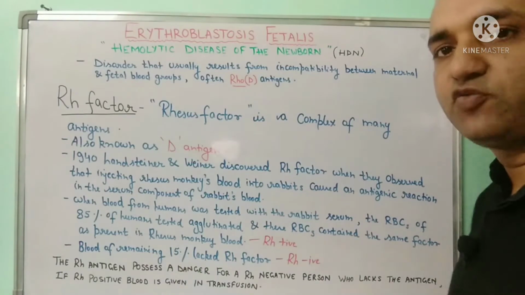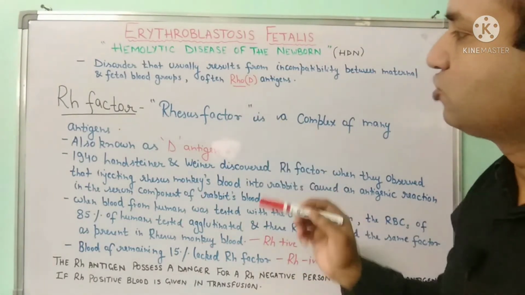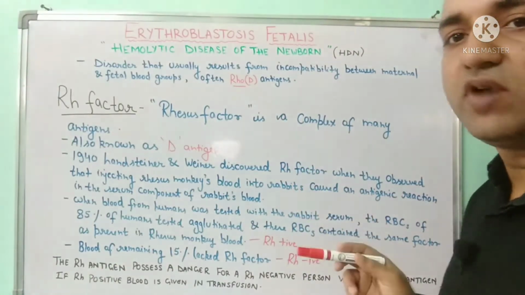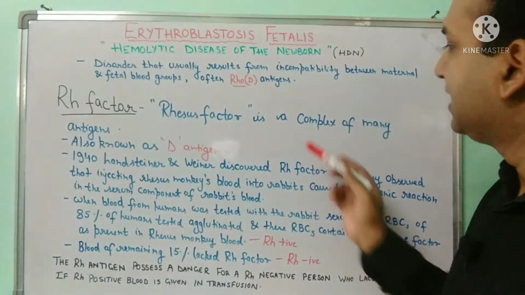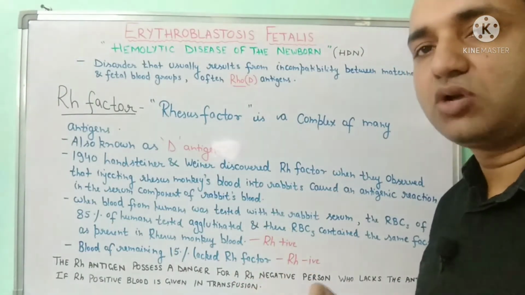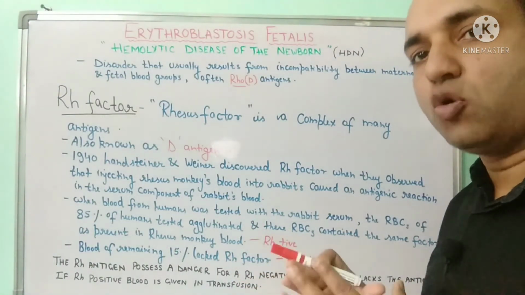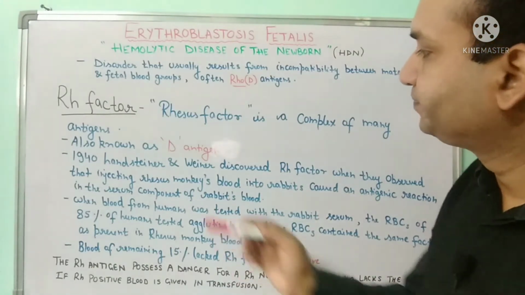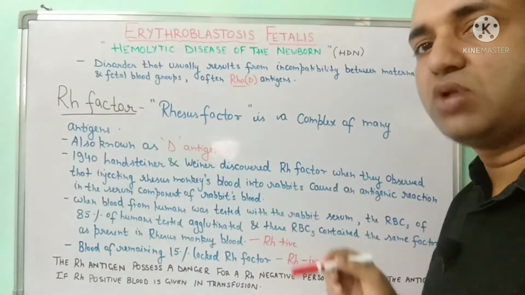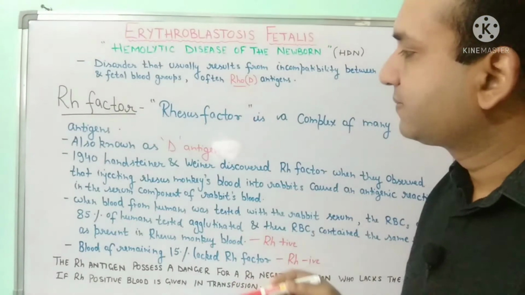Now coming to the Rh factor. The Rh factor is also known as rhesus factor because it was first discovered in the rhesus monkey. It is a complex of many antigens. That means the Rh factor is not a single antigen, it is a complex of many antigens. This is also known as D antigen.